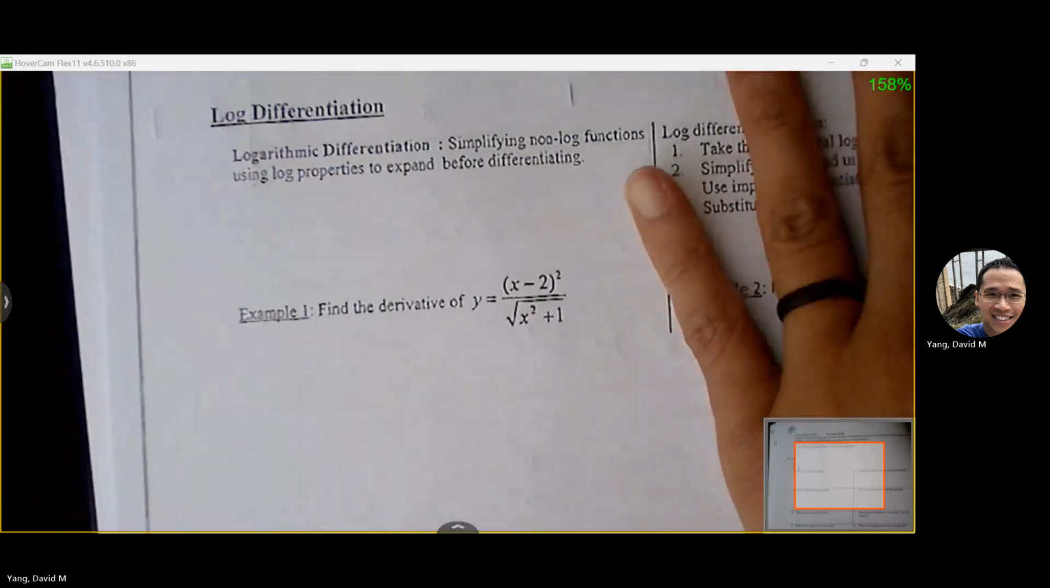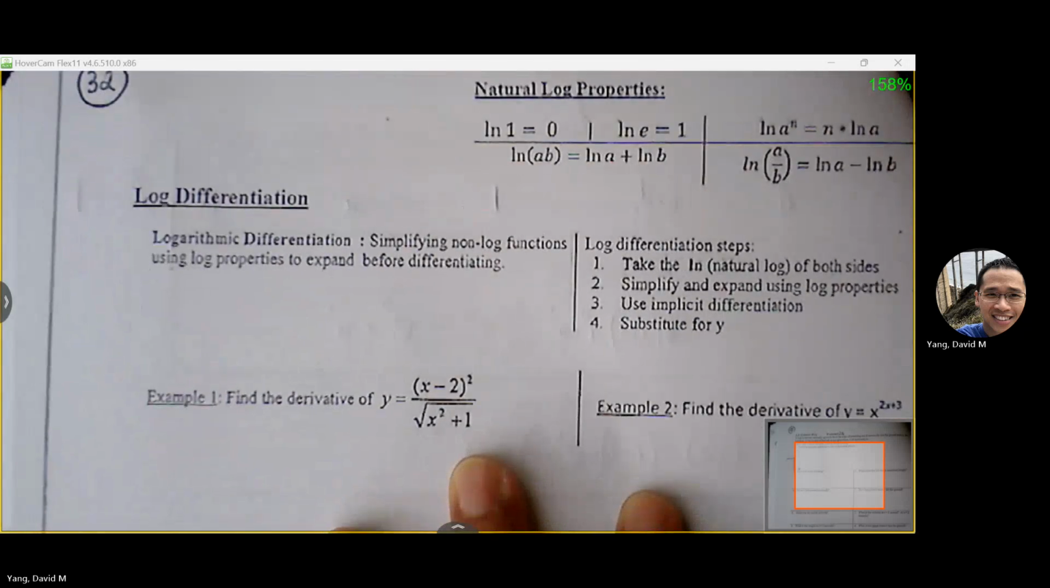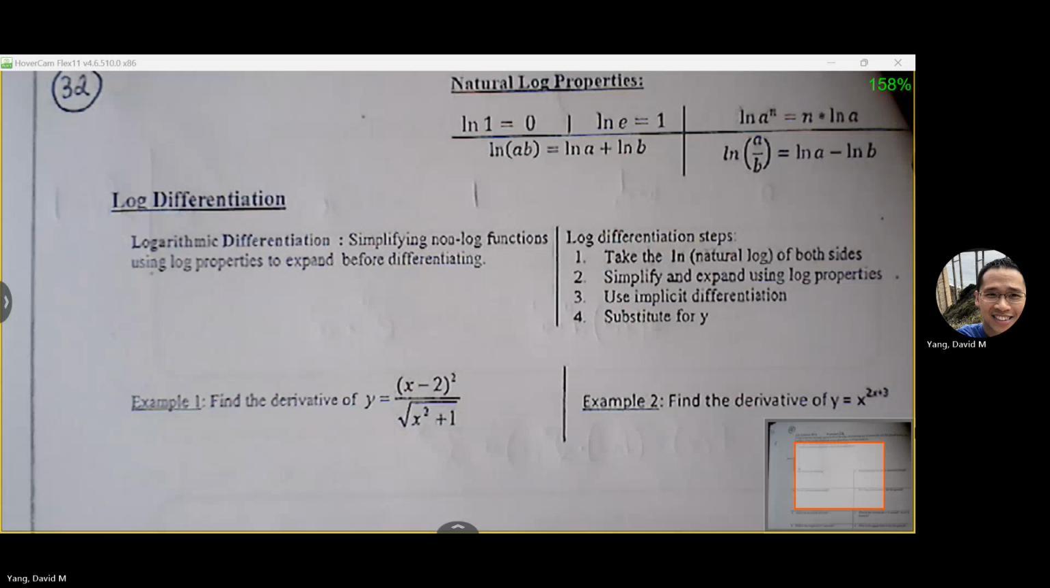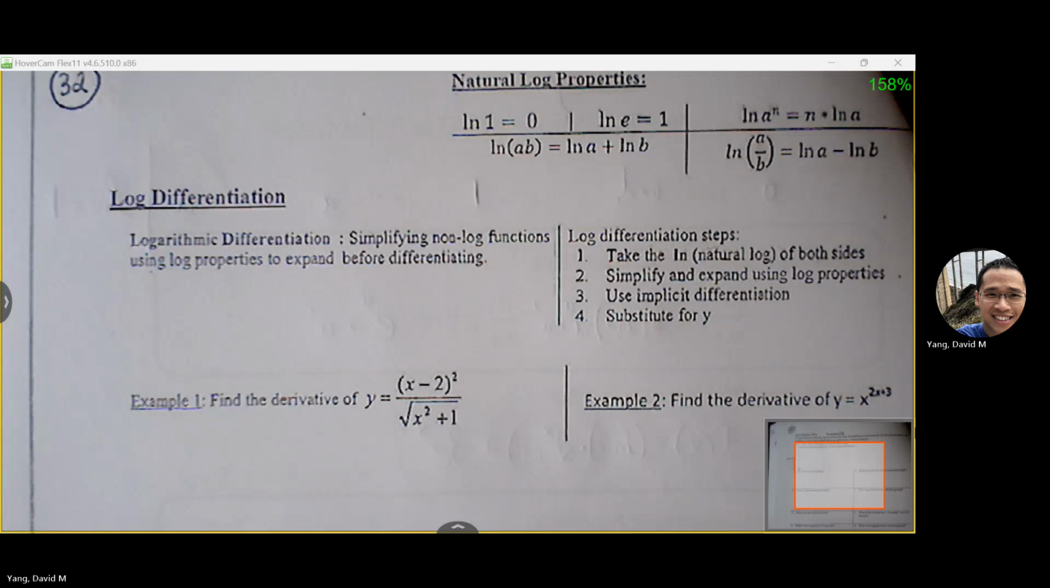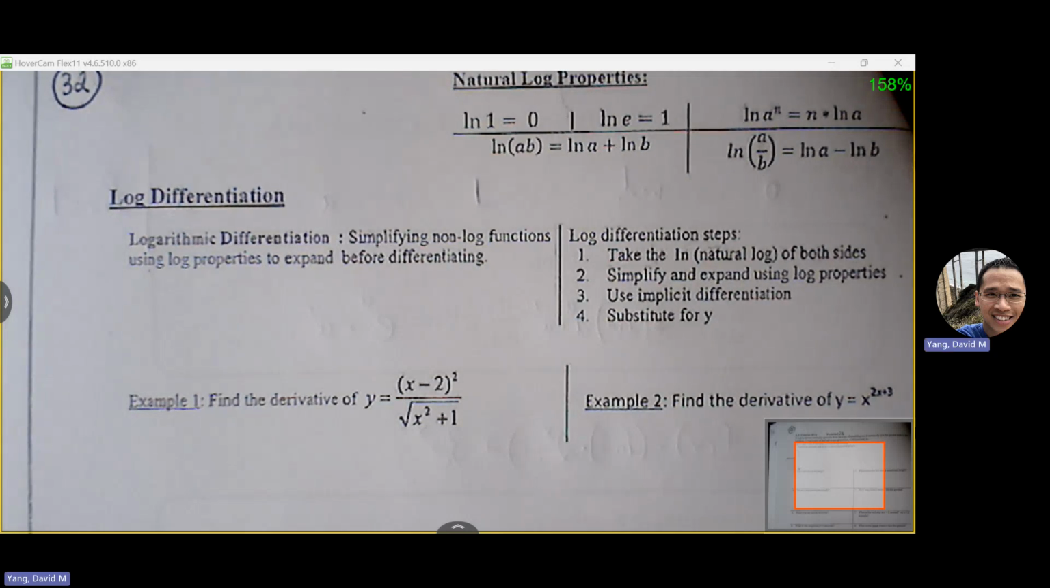Okay, any questions, page 31? You guys have a moment. Okay, page 32.